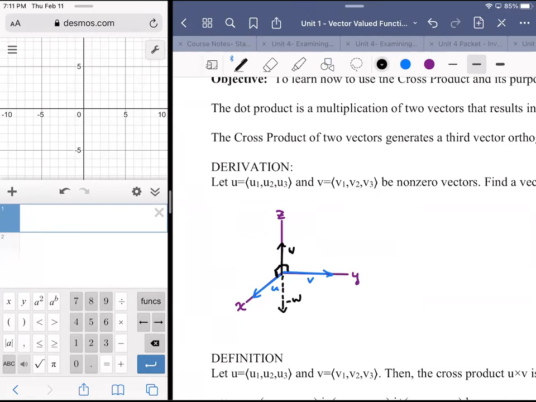That's a way to visualize it, but it's not just limited to those axes. So that's what makes it challenging. And also making a determination of which one it would be. Would it be the W or the negative W that we would call the cross product between U and V? We'll get into that. There's something called the right-hand rule that'll help us make that determination.